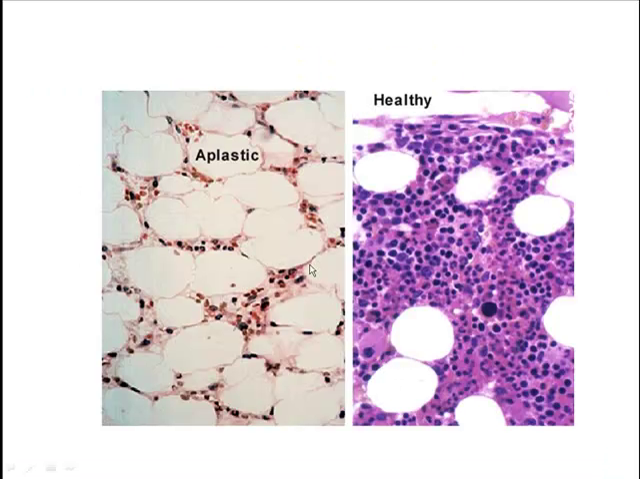Okay, this is a slide that shows what the bone marrow of a healthy patient would look like. You can see there's a large amount of cells here, but in a patient with aplastic anemia, you can see the lack of cells. It's mainly filled by fat here.